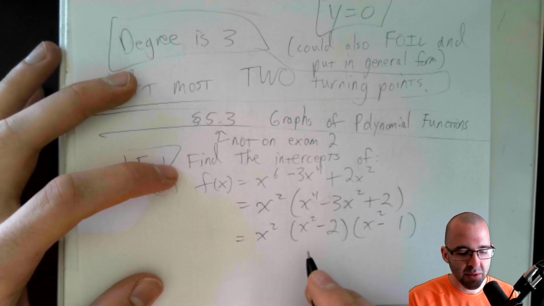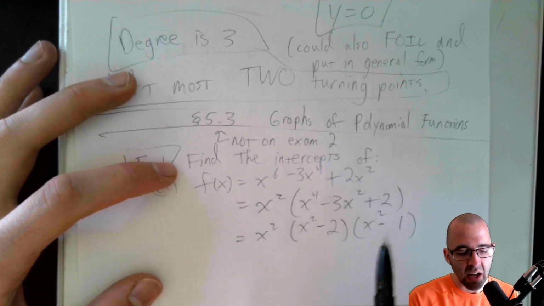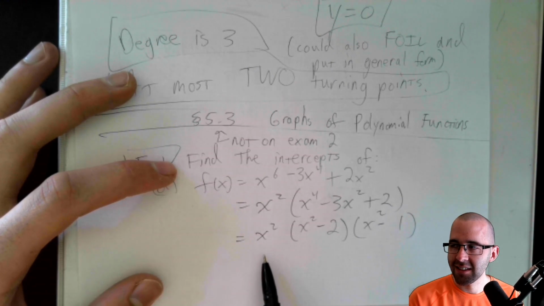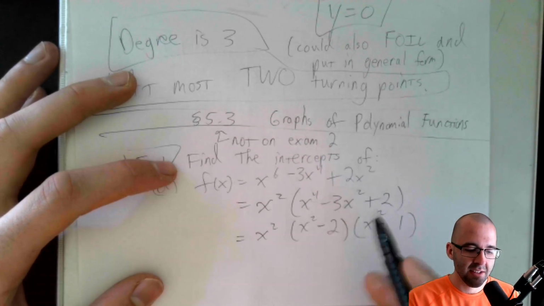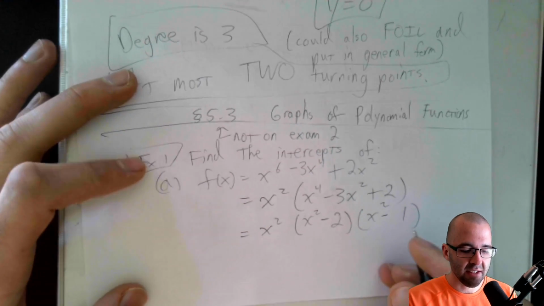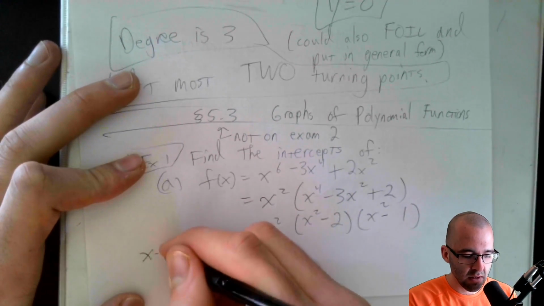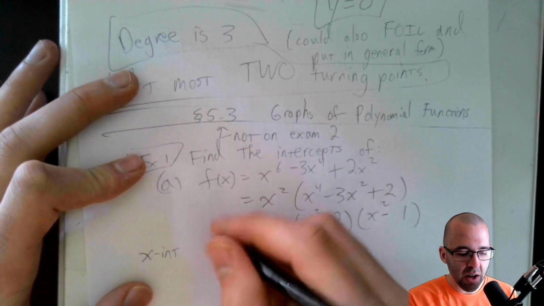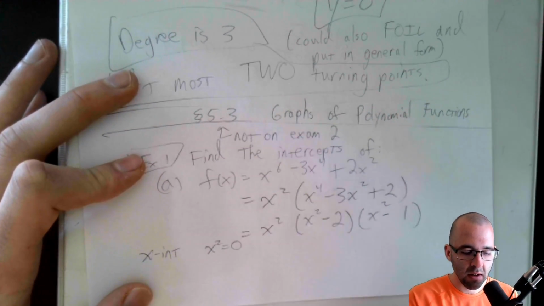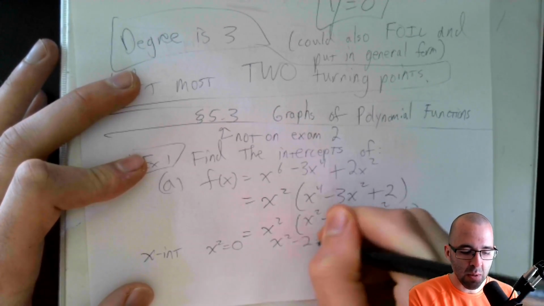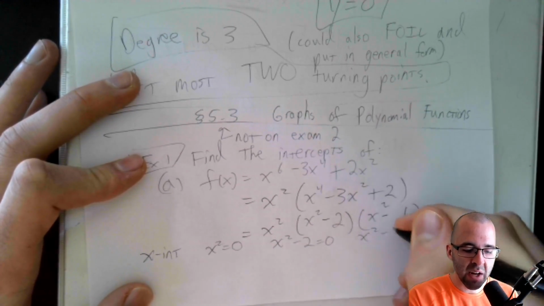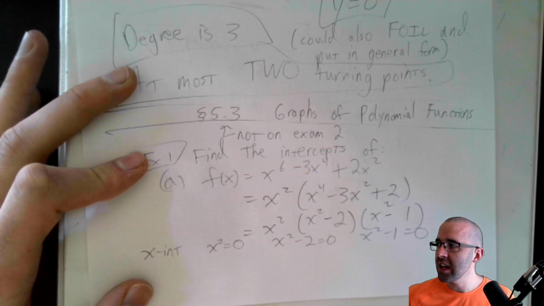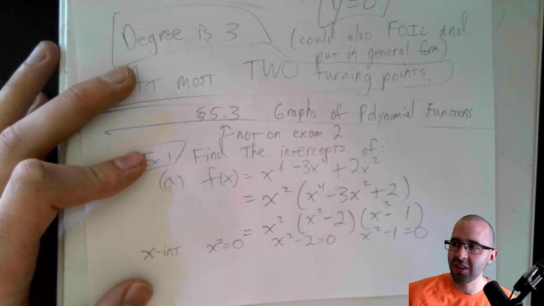We need to find the intercepts. And that's what we're doing. Factoring helps us find the X-intercepts. So let's find those X-intercepts. X-intercepts are when x squared equals 0, when x squared minus 2 equals 0, and when x squared minus 1 equals 0. We need to solve all of these equations. 3 quadratic equations for you to solve.